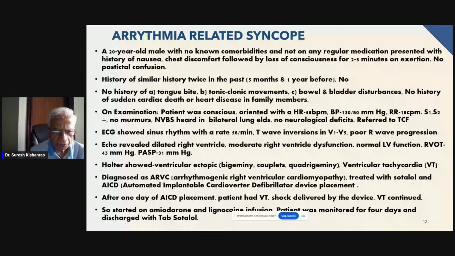After 1 day of the ICD, shock was delivered by the device, VT was continued. So he was put on amiodarone and lignocaine infusion, patient monitored for 4 days and discharged with tablet sotalol.